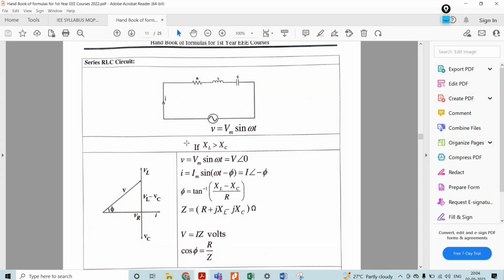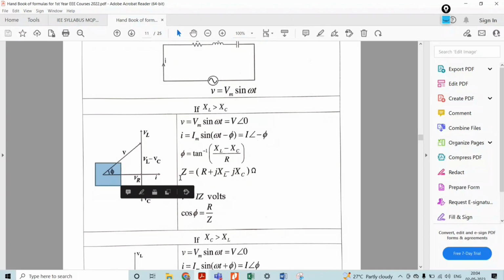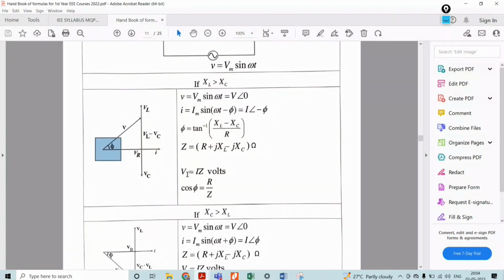If XL is greater than XC, then V is equal to Vm sin omega t, and I is equal to Im sin omega t minus phi, because the inductive reactance is more than the capacitive reactance, so it acts as an inductive circuit, and the current will lag the voltage by an angle phi. Here current lags the voltage by an angle phi. Then Z is equal to what? R plus jXL minus jXC. Then V is equal to I into Z. Cos phi is equal to R by Z.